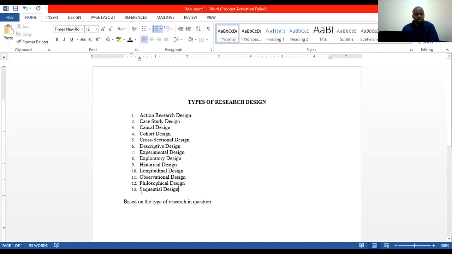Okay, and then we are going to also discuss sequential design. So which ones are we remaining with? Action, case study. Our time is actually out. And descriptive, and longitudinal, and sequential. So we're going to discuss those in the next session. All right. So let me create the next session. The one we are having is ending right about now.